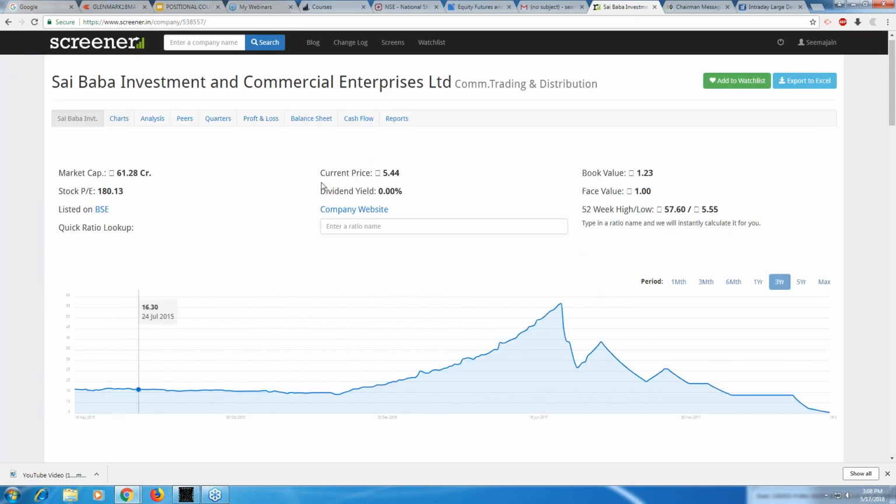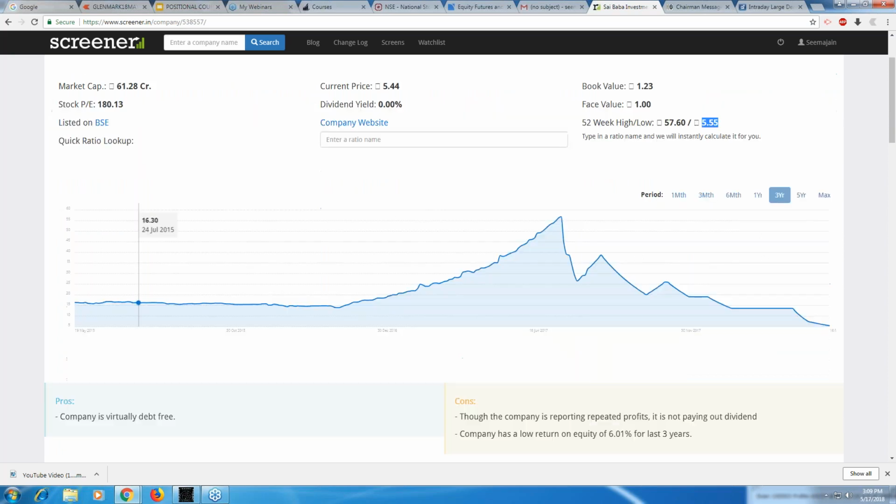Market cap 61 crores. Never deal in a company which is less than 500 crores. Stock PE is 180. Wow, means you spend 180 rupees to get 1 rupee profit. Current price is 5 rupee 44 paisa. Book value is 1.23. Face value is 1 rupee. 52-week high was 57 rupees and the low is 5.55. Means right now we are at the 52-week low.